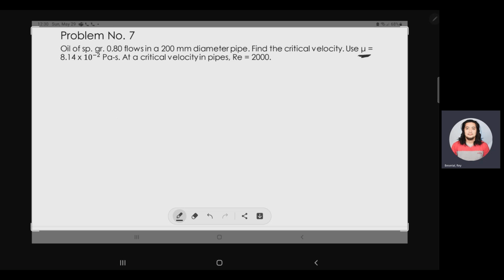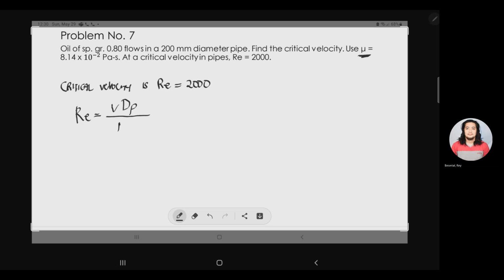So yung ating critical velocity is at Reynolds number na 2,000 dito sa ating conditions. So ang ating Reynolds number here in terms of absolute viscosity, ang formula is yung ating velocity times diameter times density ng fluid over our absolute viscosity. So yung ating velocity is hindi siya given, so yun nga ang ating hinahanap.